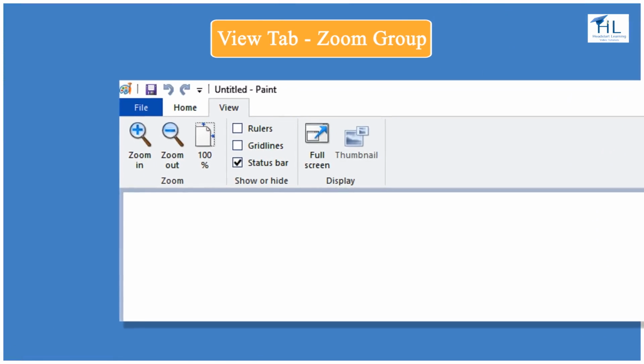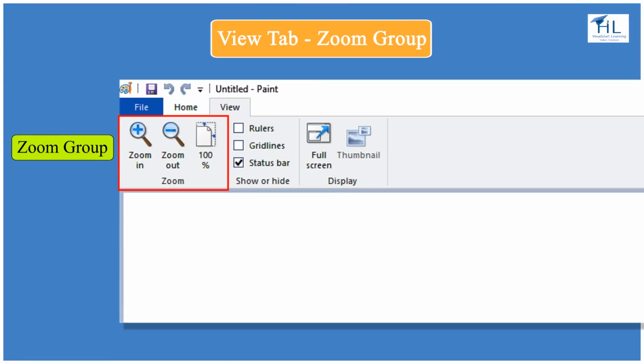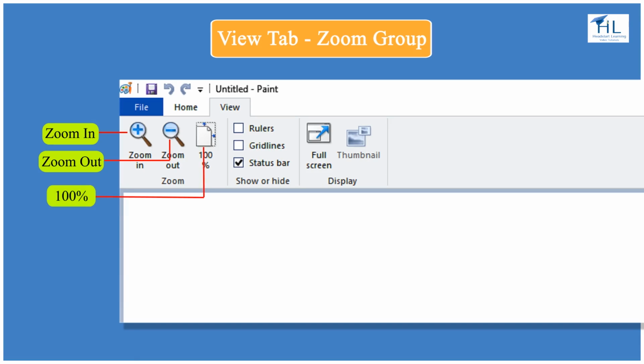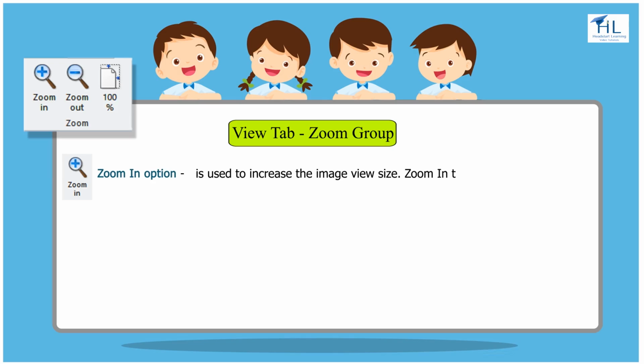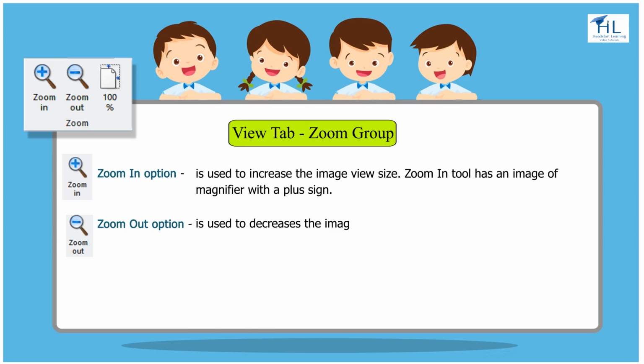The first group in the View tab is Zoom group. It has 3 options related to the view size of the picture. Zoom in option, which is used to increase the image view size. Zoom in tool has an image of magnifier with a plus sign. Zoom out option, which is used to decrease the image view size. Zoom out tool has an image of a magnifier with a minus sign.